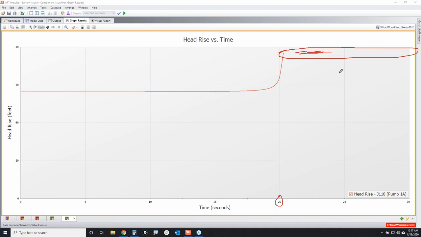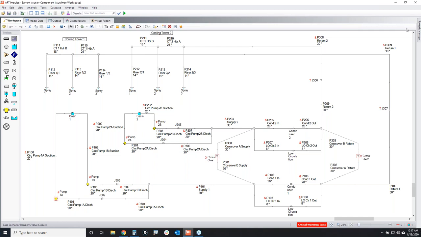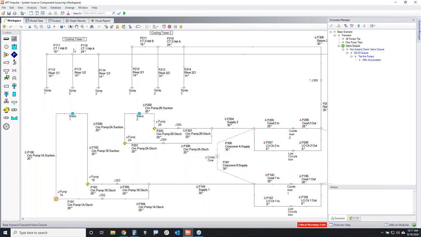It may not be correctly representing what the actual head would be if your pump experiences reverse flow and spins backwards. So this is an approximation only. That's where you might want to use a four quadrant data set to get a better approximation of the pump head in that case. We're going to talk about that a little bit later.